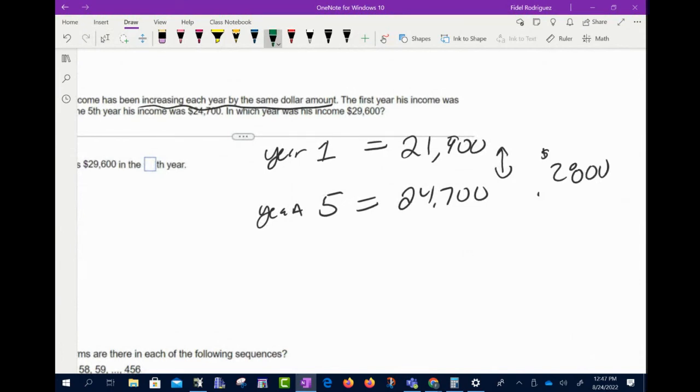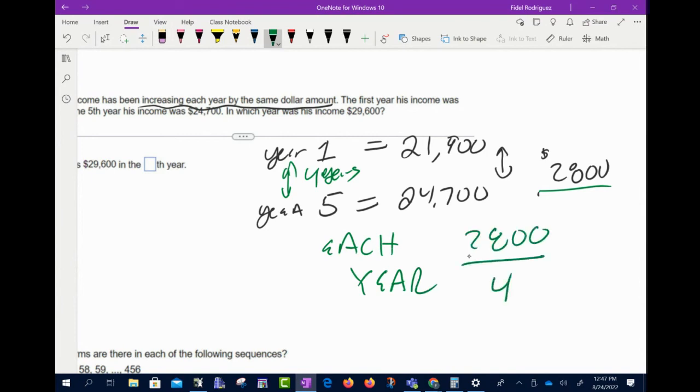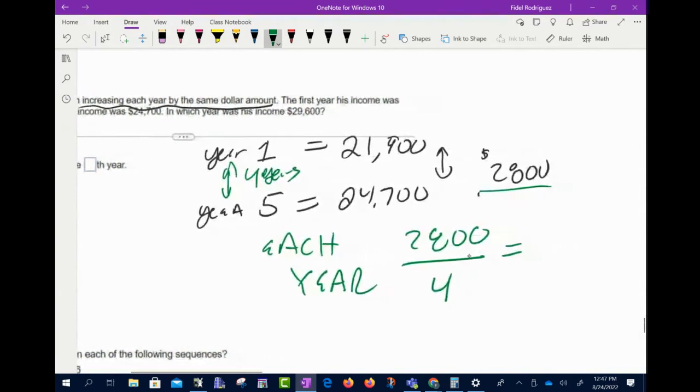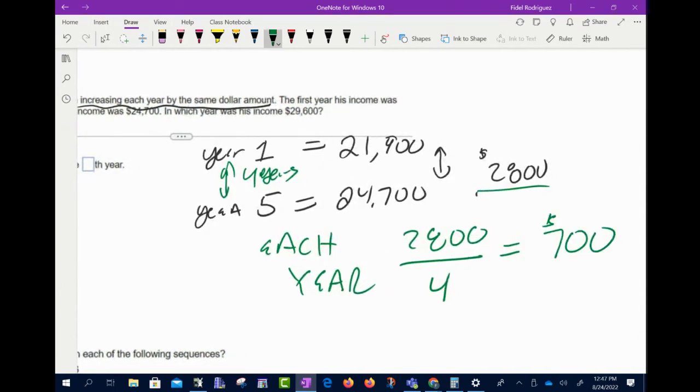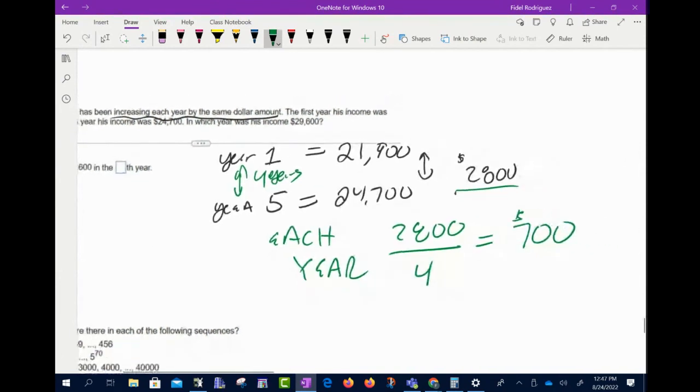Now that was 2,800, but how many years passed between year one and year five? Anybody know how many years? 4 years, right? So if in 4 years he made an additional 2,800, could we figure out how much money he's making each year? How would we do that? Divide, right? So to find out how much he's making each year, we're going to take 2,800 and divide it by 4, and that's going to give me 700. Okay? 700.